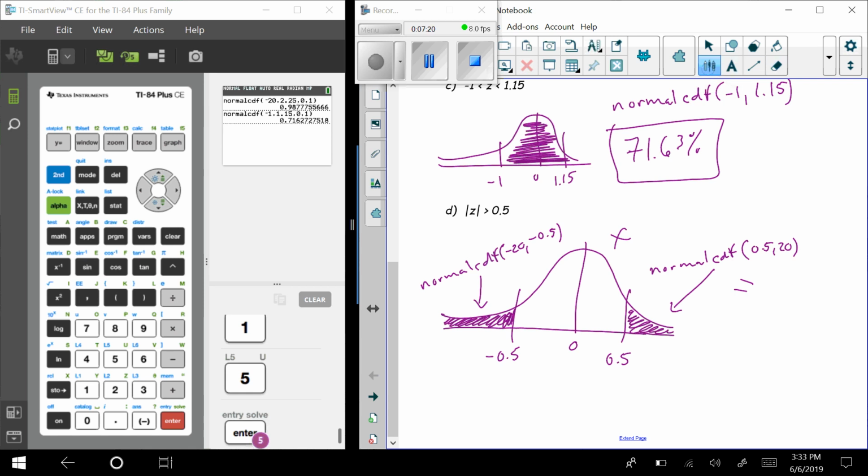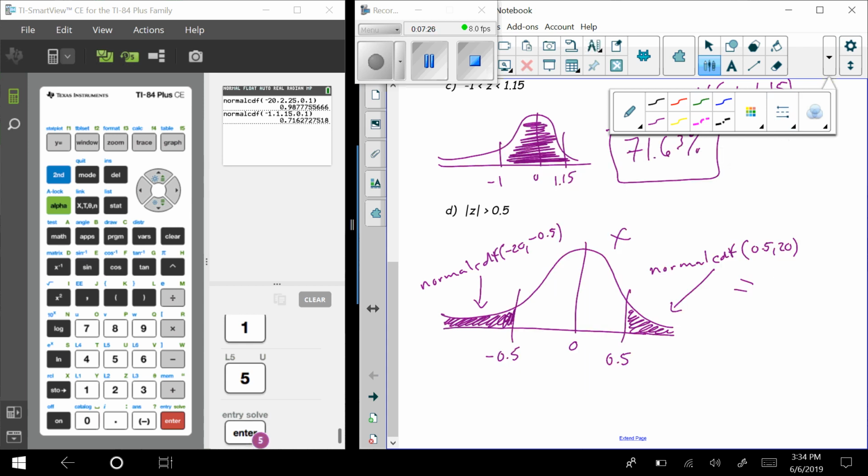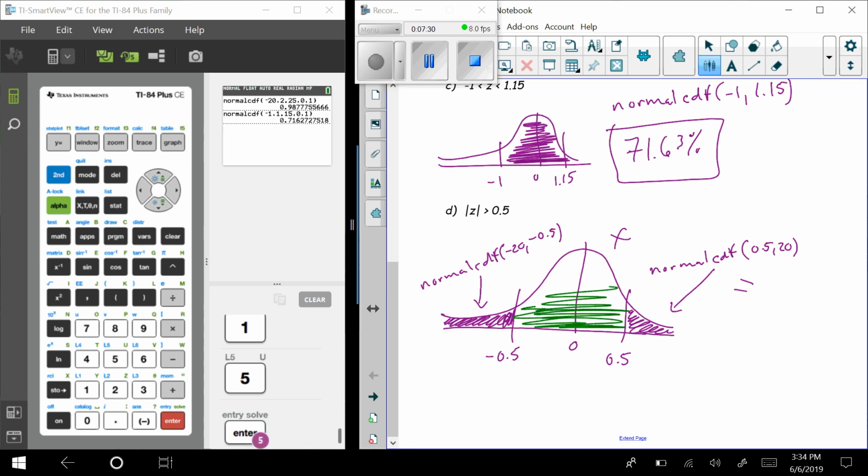Or another thing that you could do is you could go in and you could find what we don't want. This green part I don't want, right? Well, that's normal CDF -0.5 till 0.5, and then I just do 1 minus that, and then that would also give me the answer. Okay, both ways work out.